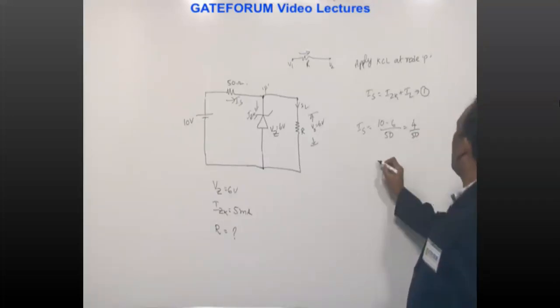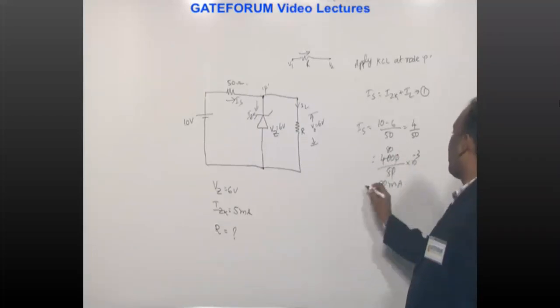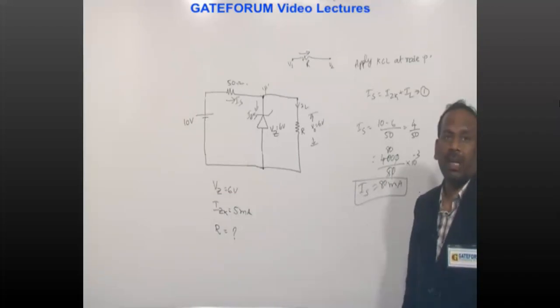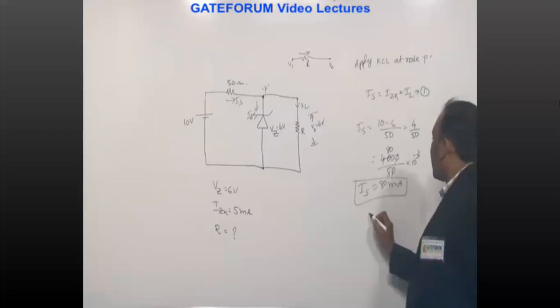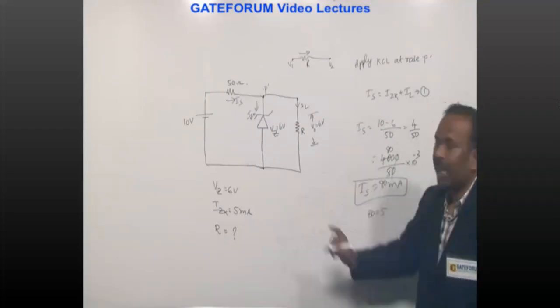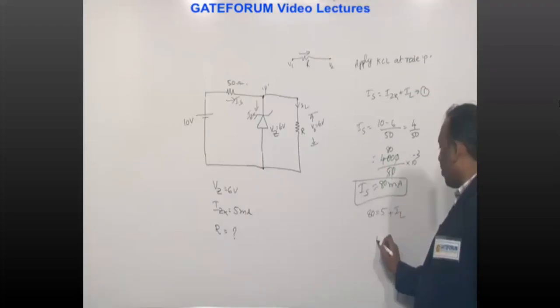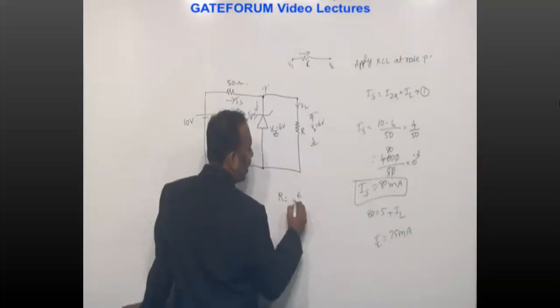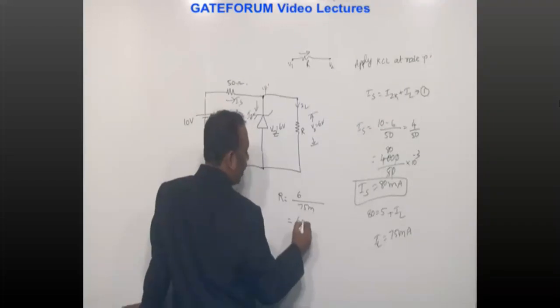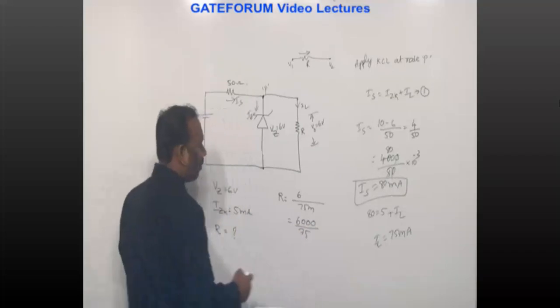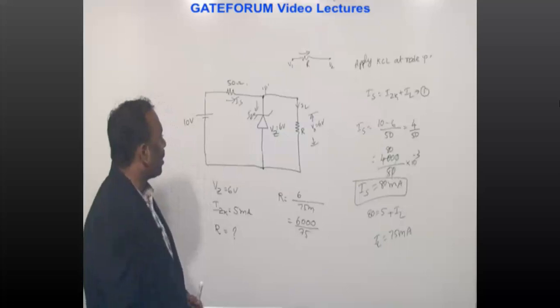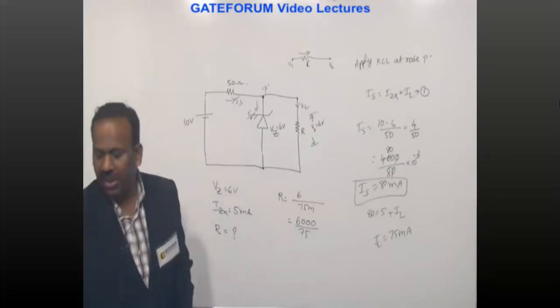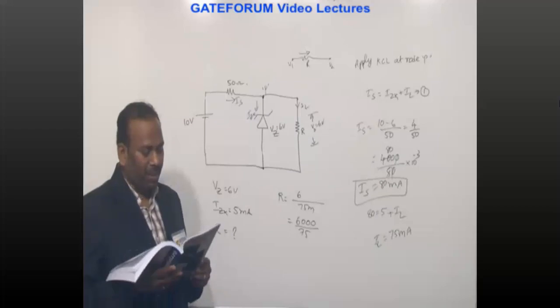That is approximately 4 into 1000, if you are putting 50 into 10 power minus 3, this is 80 milliamperes Is. So Is is 80 milliamperes. Substitute here, 80 equals 5, the Izk minimum current, plus IL. Therefore, IL equals 75 milliamperes. Therefore, R value equals 6 divided by 75 milli. That is 6000 by 75. I think here you are going to get some 80, I'll check it. It's 80 ohms. Answer is 80 ohms.